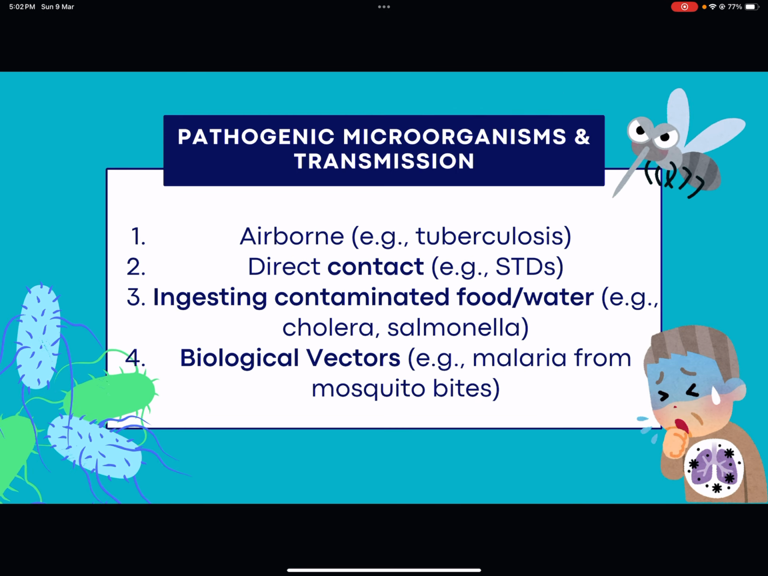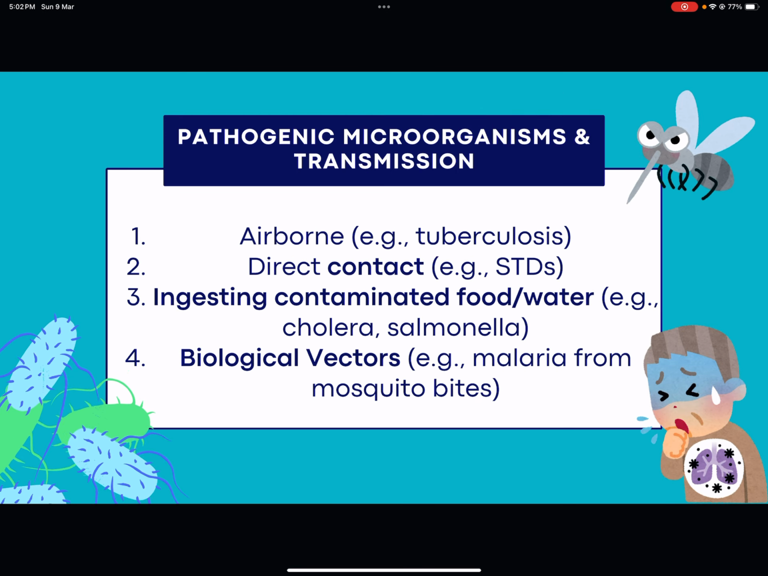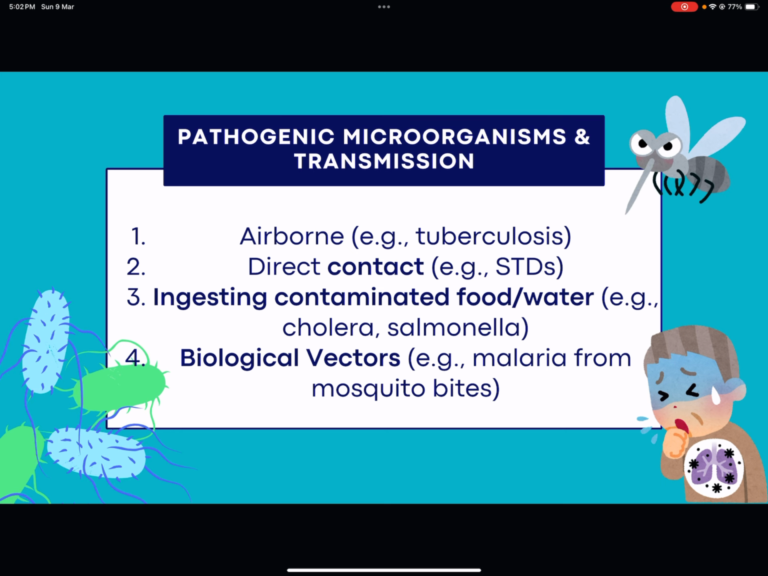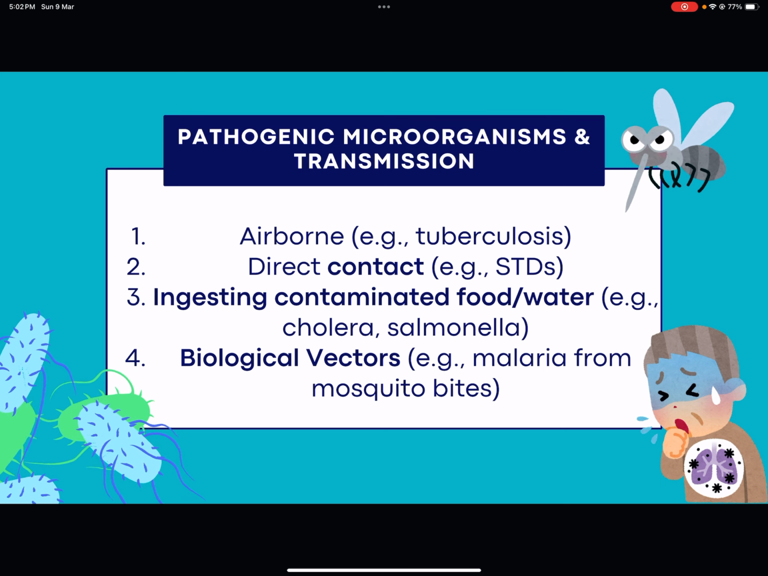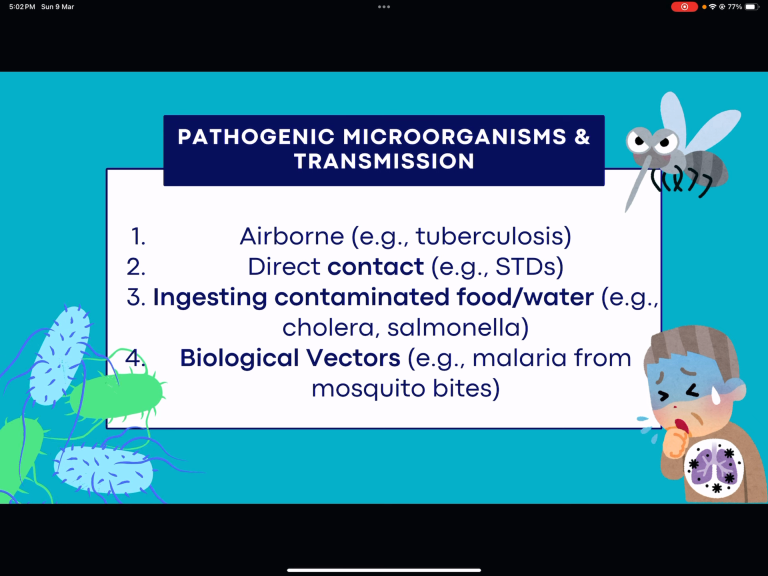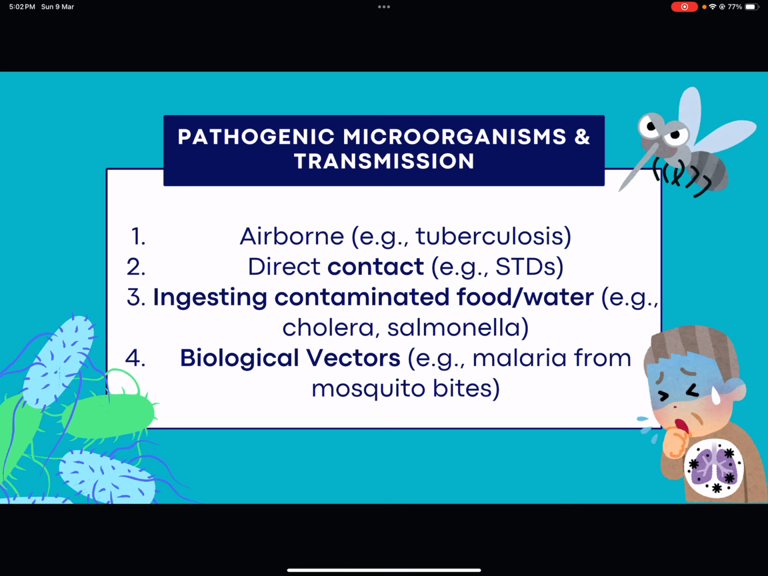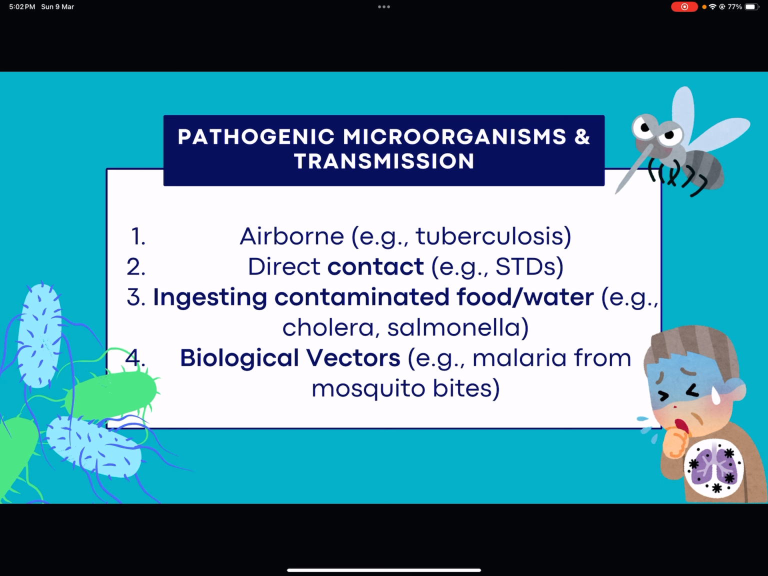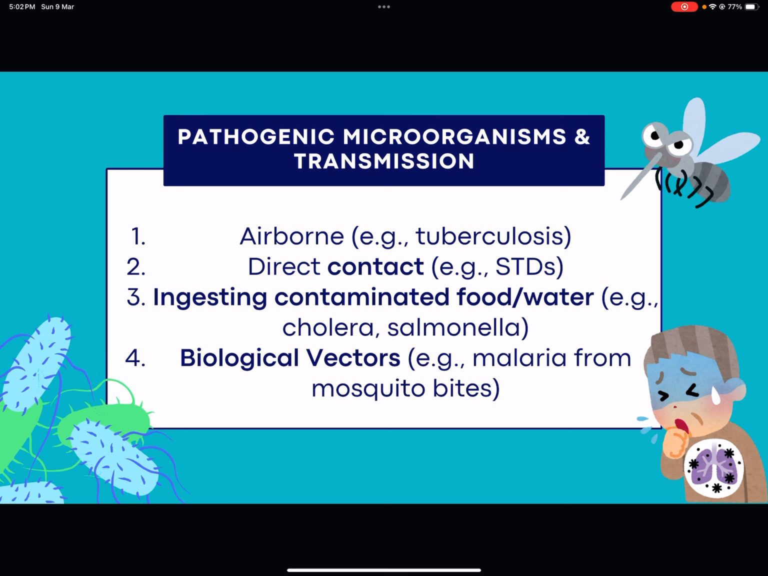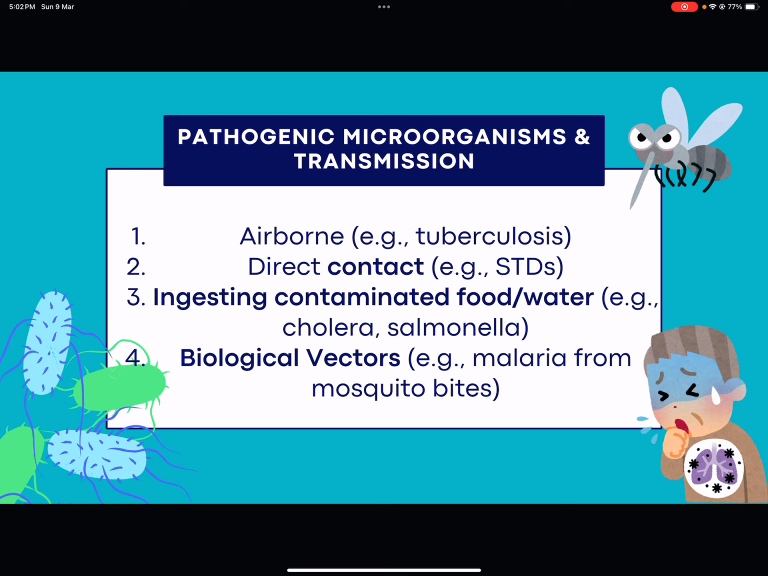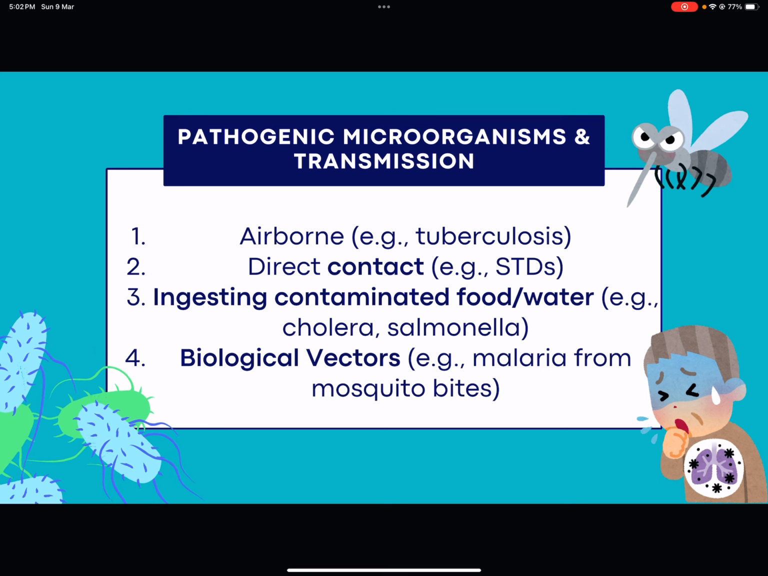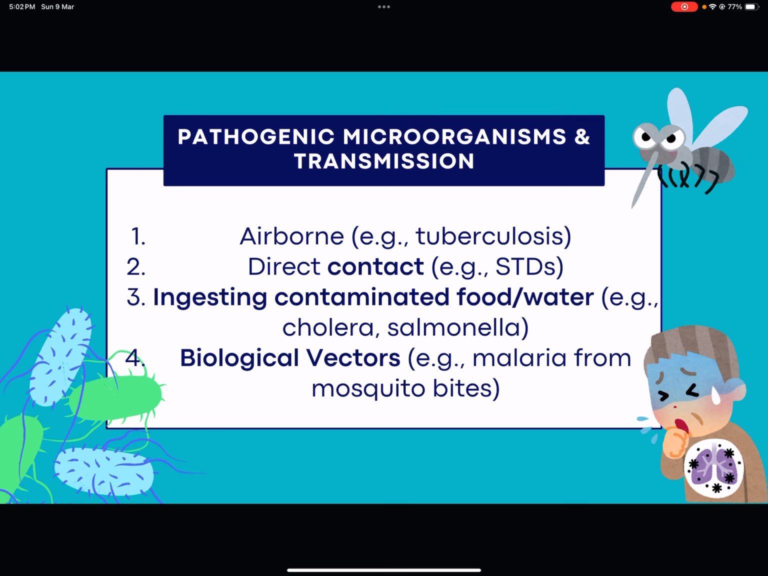Finally, how organisms can be transmitted. They can be transmitted airborne, so basically through air, or by direct contact. Sometimes it could be from ingesting contaminated food and water. We said salmonella from food and cholera from water. And also it could be biological vectors such as mosquitoes. They can transmit malaria to us.